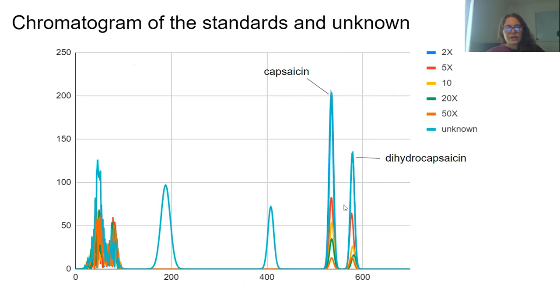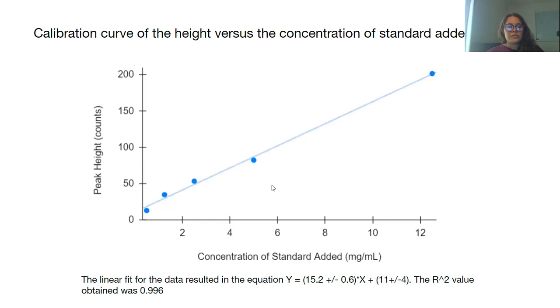With this chromatogram, we're able to make a calibration curve where we plotted peak height of the capsaicin versus the concentration of the capsaicin in the standard. With this, we obtained the equation shown down here that will allow us to calculate the concentration of capsaicin in the unknown sample. And the linear fit had an R squared of 0.996, which indicated a good fit for the model line data.